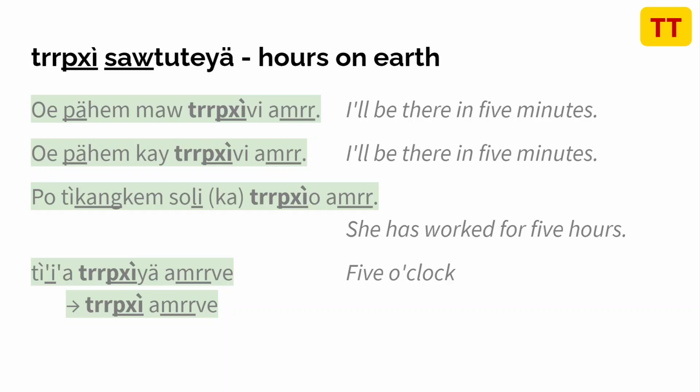But of course, again, that's quite a mouthful. No one wants to say that. So what we do is we just say trp'e amrve, 5th hour. And that's 5 o'clock.